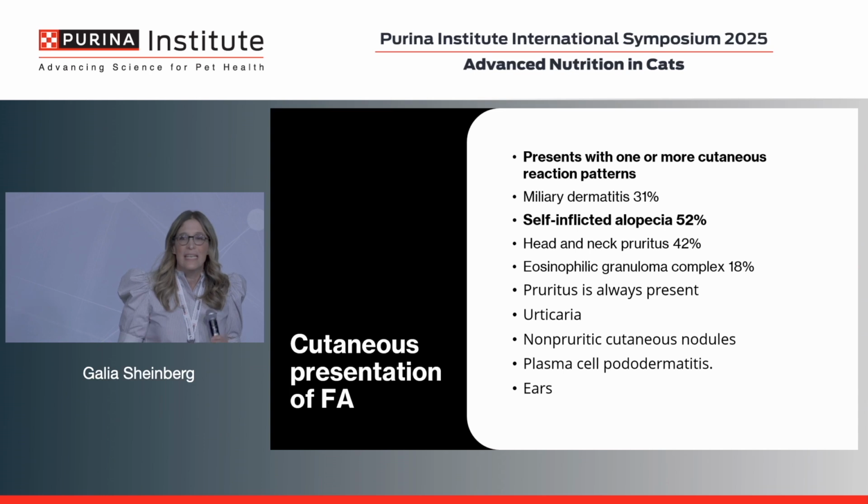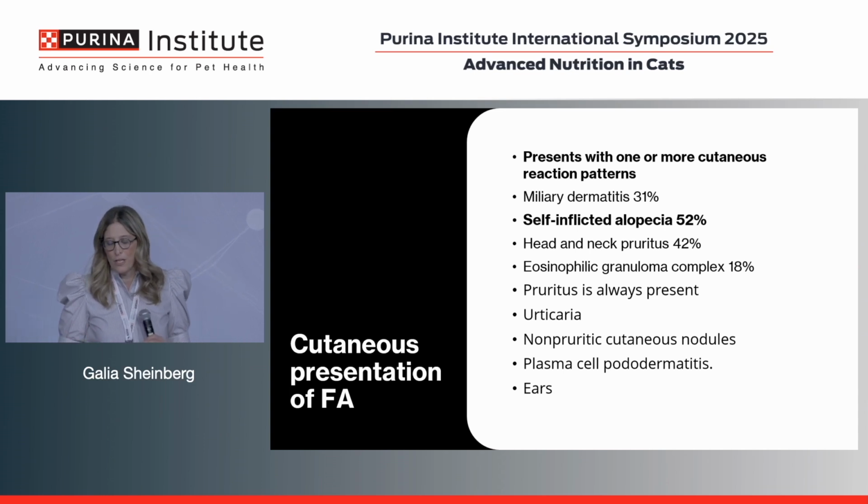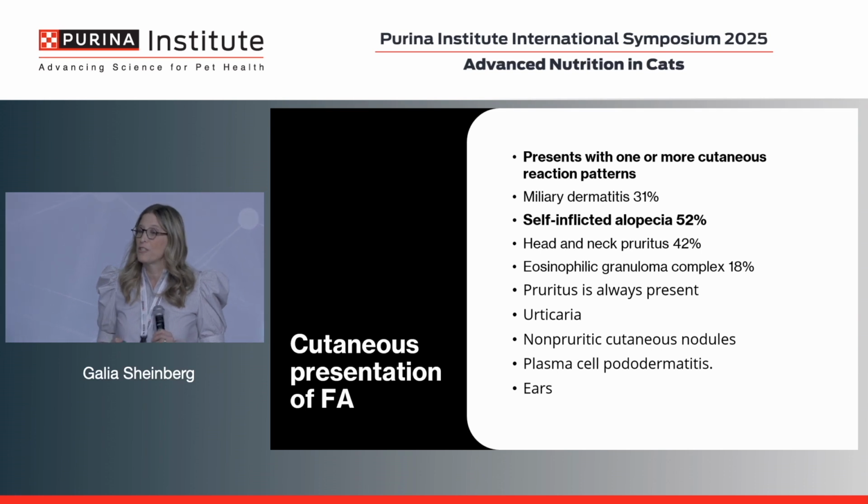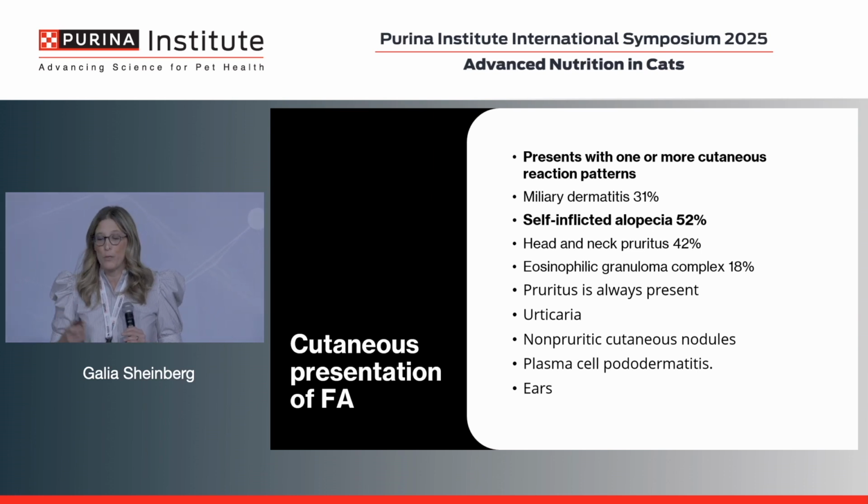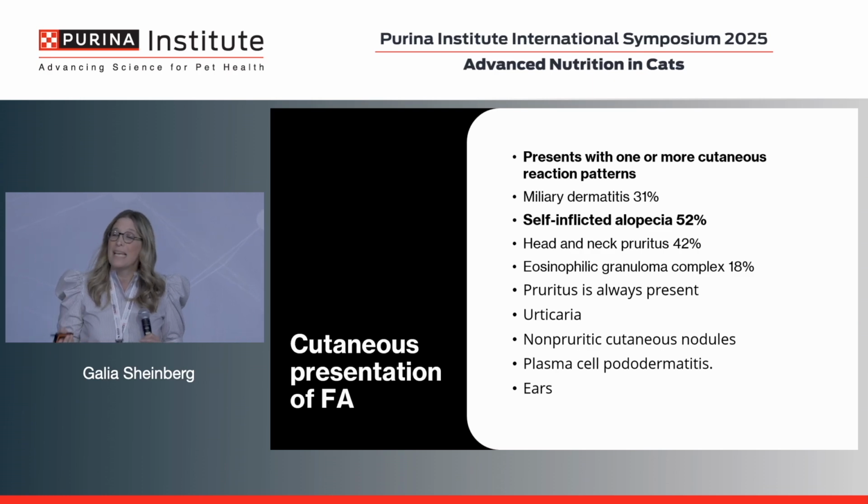So what do we see on patients that have food allergy? You will see these common cutaneous reaction patterns, such as miliary dermatitis. The most common is self-induced alopecia, but this is also the same case with environmental allergies, head and neck pruritus. You can see the eosinophilic granuloma complex, and other less common presentations such as urticaria, non-pruritic cutaneous nodules, plasma cell pododermatitis, and do not forget ears, because in dogs, otitis is very common as part of allergic disease, but in cats, it's a lesser percentage, but it is present.